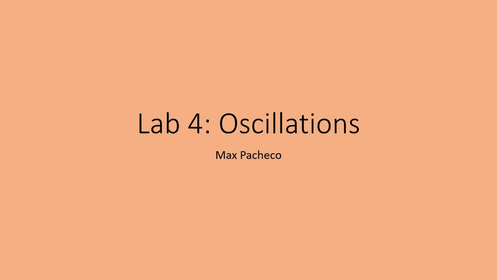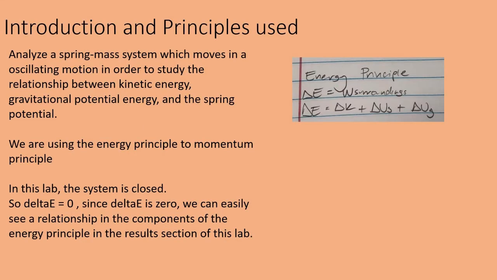Lab 4, Spring and Oscillations. Alright, so a little introduction about the lab. Basically in this lab, we're analyzing a spring mass system, which is moving in an oscillating motion in order to study the relationship between the kinetic energy, the gravitational potential energy, and the spring potential.